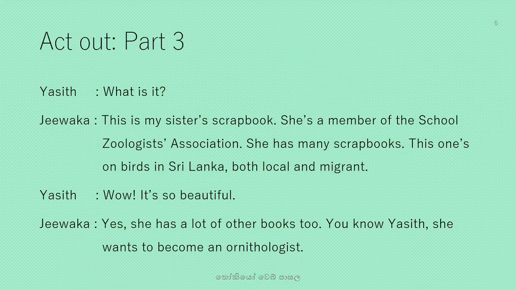So here you may note the word ornithologist. It says she wants to become an ornithologist. So it means she wants to become someone. Let's see what this means.